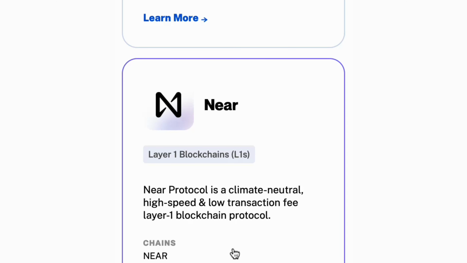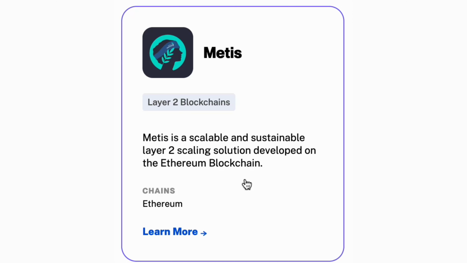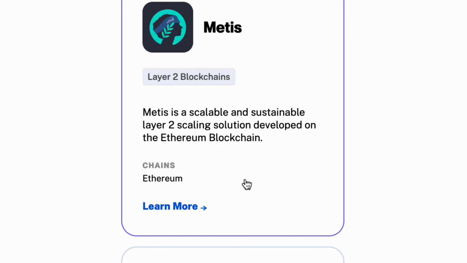After that, we have this Nera. It's a layer 1 solution which follows its own chain, Nera chain. They claim to provide high speed and low transaction fees when you do transactions on the blockchain, but I have never used this particular one. Then we have this Metis. It's a layer 2 blockchain solution followed by the Ethereum, which you can consider for building a scalable application.